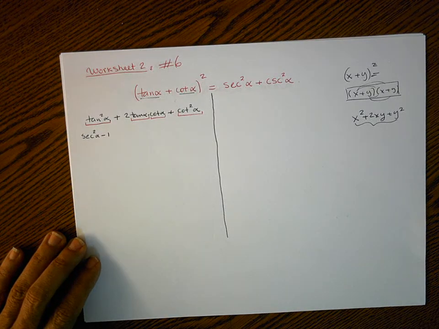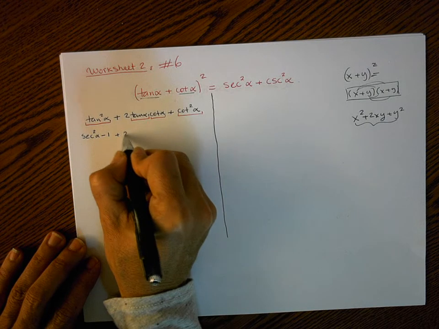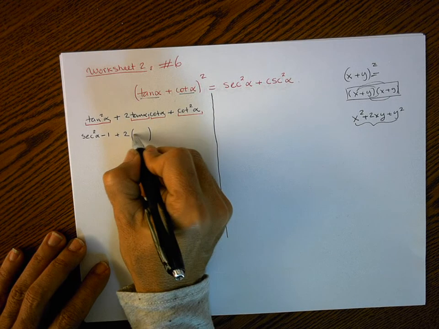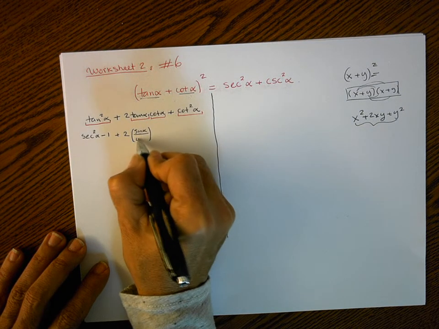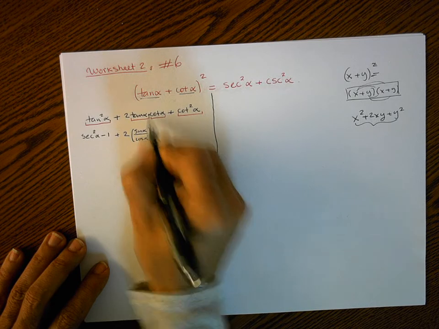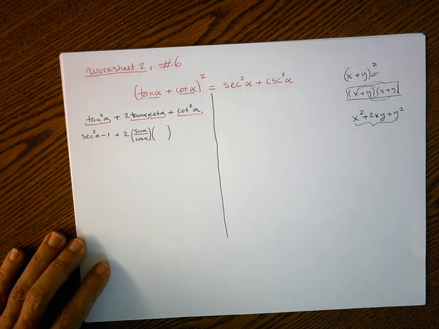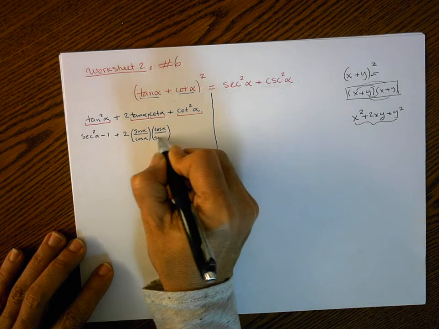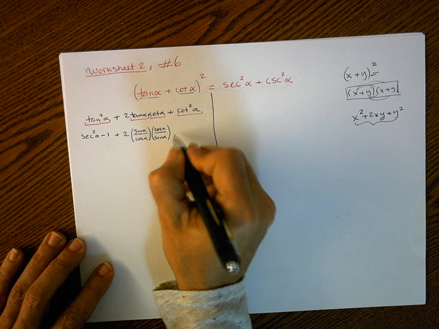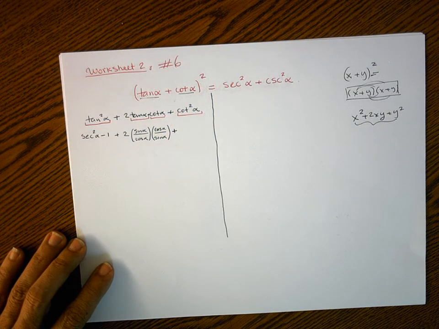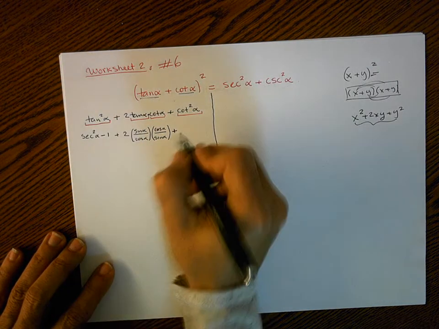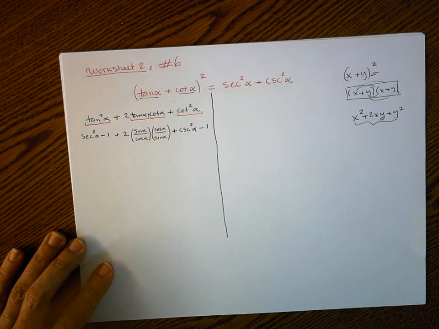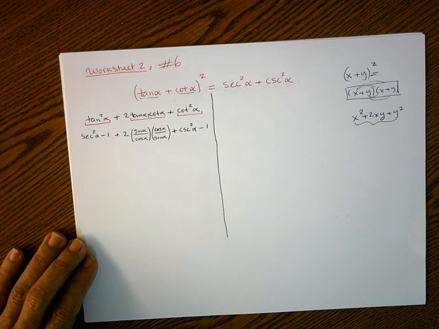And then I have this plus 2. I'm going to put a parenthesis because I'm going to bring in the fraction equivalent of tangent. Tangent is sine of alpha over cosine of alpha. And it's multiplying the cotangent, so I'm going to open another parenthesis for that cotangent, which is the reciprocal, cosine of alpha all over sine of alpha. Plus, and then what can I substitute for the cotangent squared of alpha? We can substitute it with cosecant squared of alpha minus 1. So I did a bunch of substitution after I used my algebra skills.